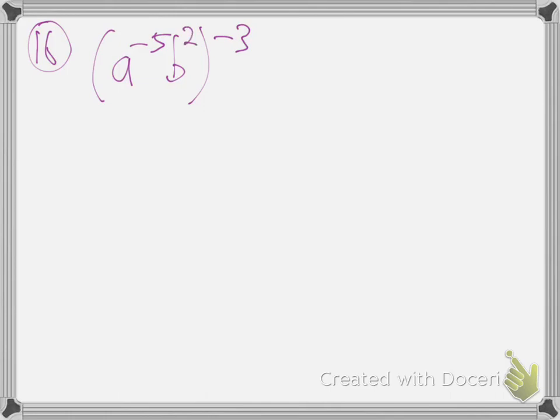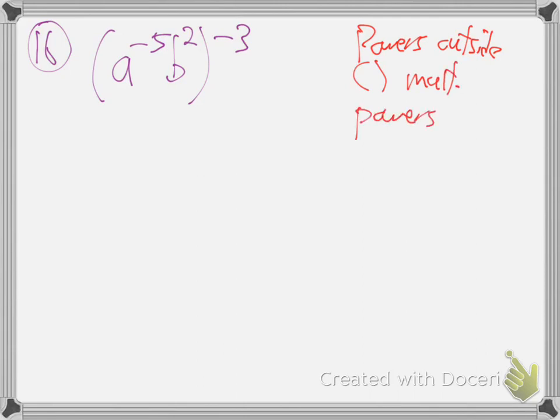All right, so what did powers outside parentheses do? This might be a good one to write on your sheet of notes. Powers outside parentheses multiply powers inside parentheses. Powers outside parentheses multiply powers inside parentheses. So that negative 3, boom, boom, like that. It's going to multiply those two.